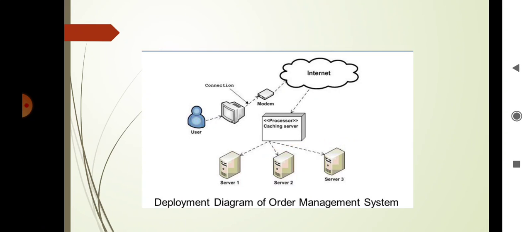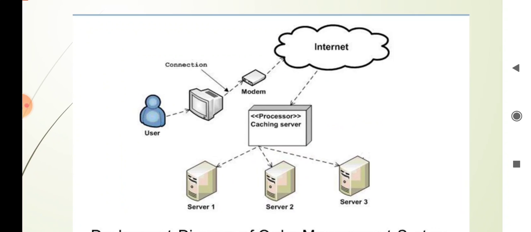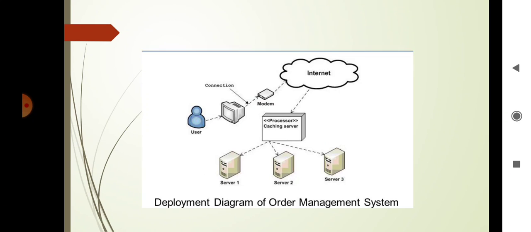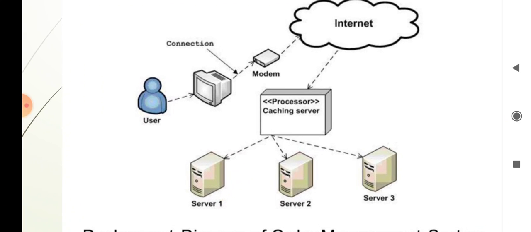Then here is one example of a deployment diagram. Here is the example for an order management system. Here the processor, that means the caching server, connects to server first, server second and server third. Then one of the users, and here one of the modems, that means the connection is over the internet. So here is one of the deployment processes from the processor, and this is the processor.